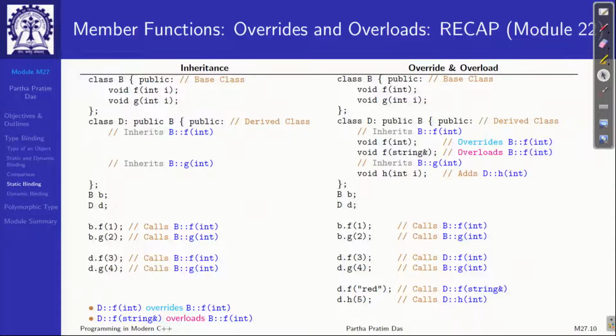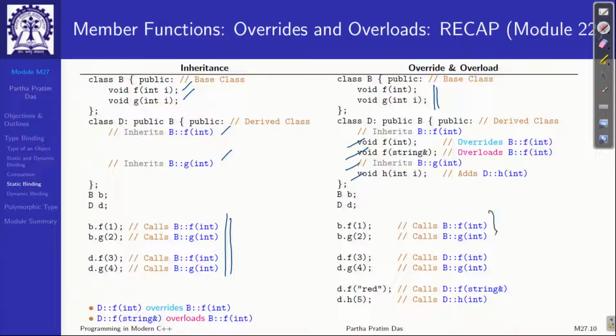Now, this is from module 22, I am just asking you to go and revisit that. F and G are in the base class, they are inherited in the derived class, and naturally everything that you call from B or D is the base class function. Here you have F and G in the base class, you have overridden F here, same signature, you have overloaded F here, you have inherited G just like that, did not do anything with it, and introduced a new function.